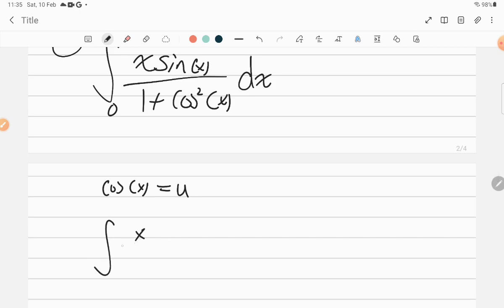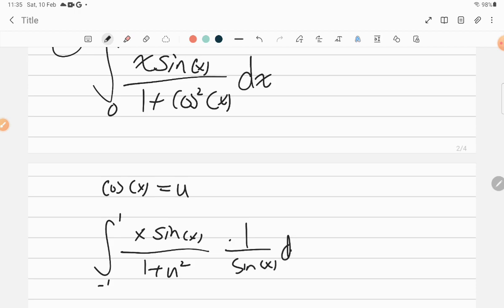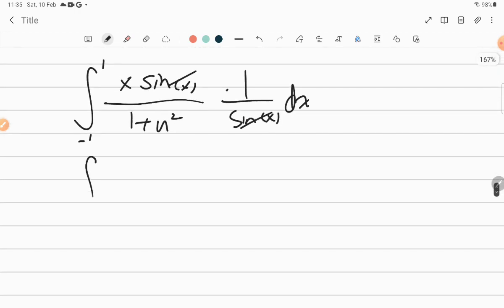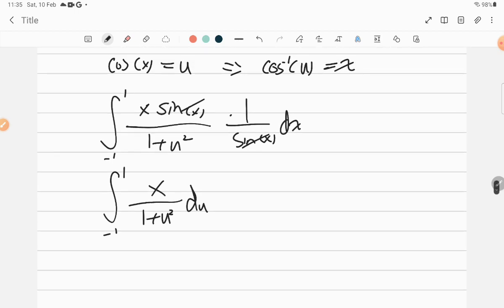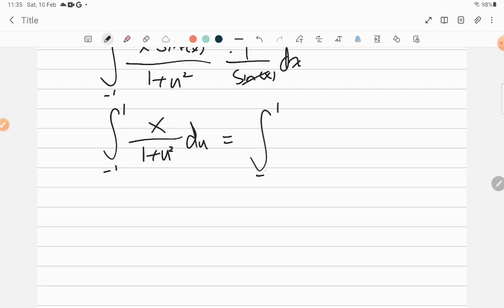limits 1 to negative 1, but the x doesn't cancel out, and x sine of x over 1 plus u squared times 1 over sine of x dx cancels. Integral of 1 to negative 1 of x over 1 plus u squared du. So cosine of x equals u, so inverse cosine of u will be equal to x. So this is equal to the integral from 1 to negative 1 of arccosine of u over 1 plus u squared du.